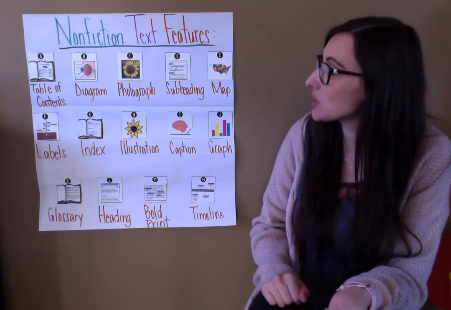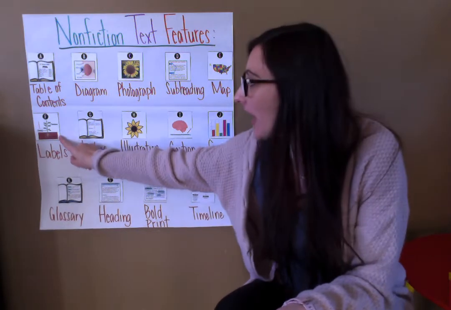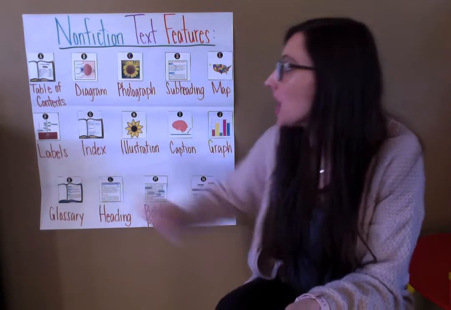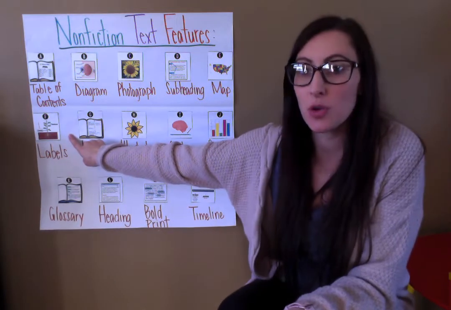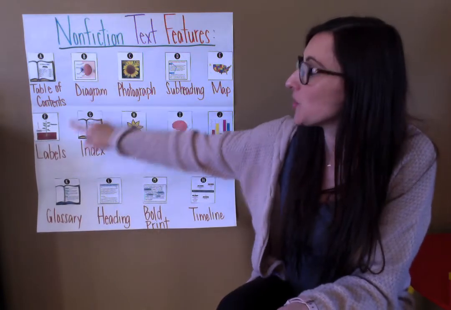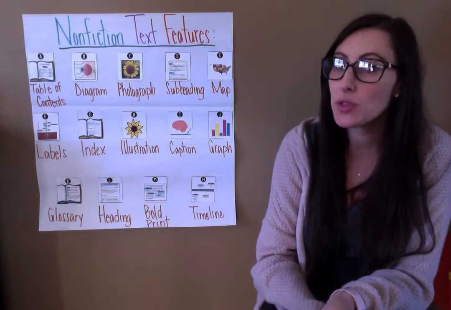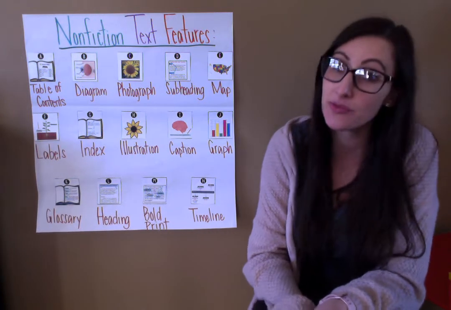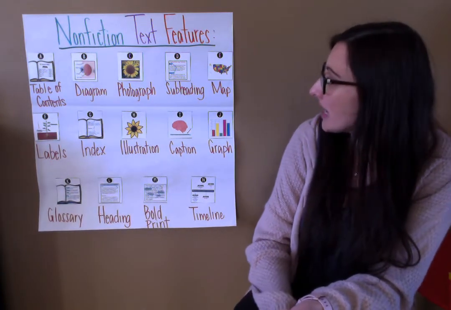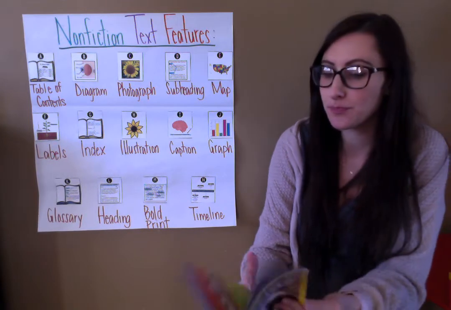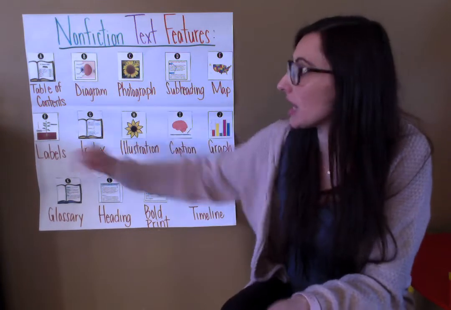Okay, let's go over here, letter F. We're going to talk about labels. Okay, labels, if you look at this visual, they look very similar to a diagram. So don't get those two confused because they can be confusing. A label is very similar to a diagram.